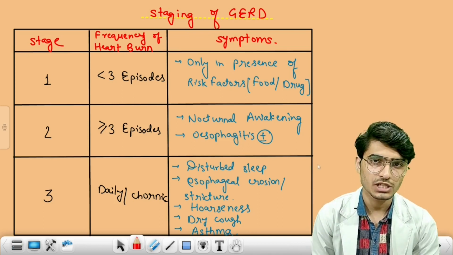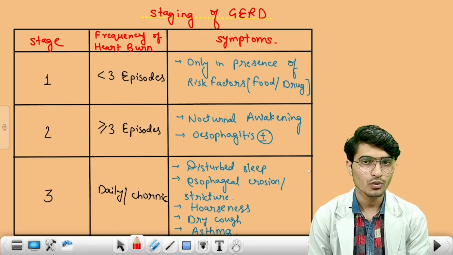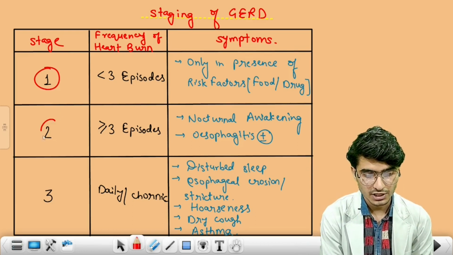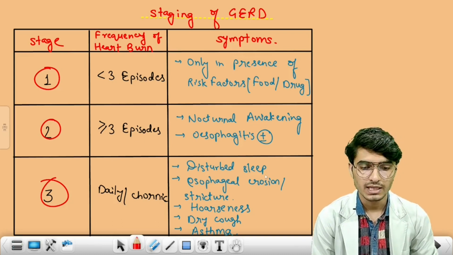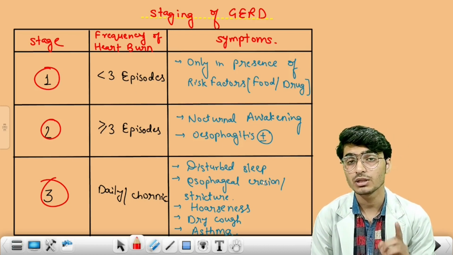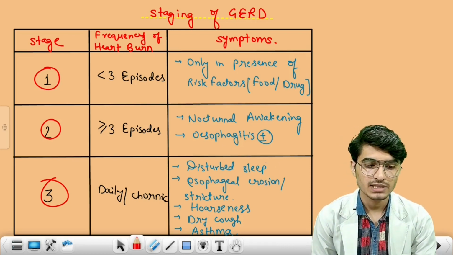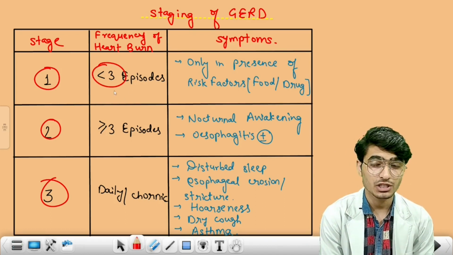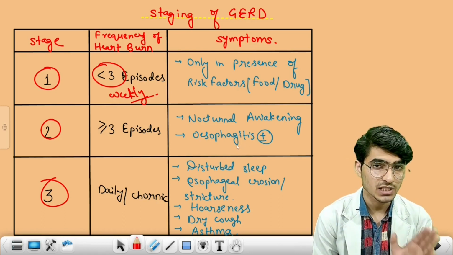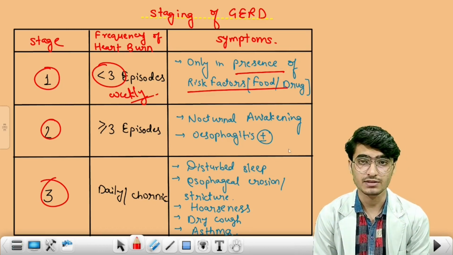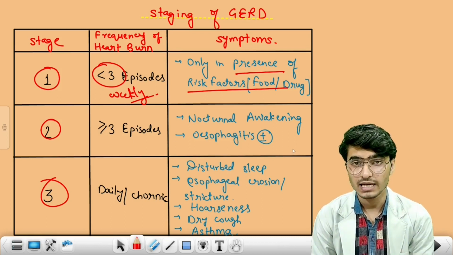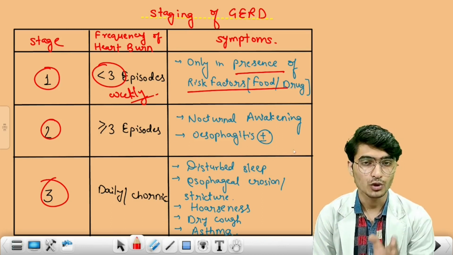So now we will go for the staging of GERD. That is basically written in the book of pharmacology, that is KDT, and we will go for the staging system here, that is stage 1, stage 2, and stage 3 of GERD, right? And these are graded and classified on the basis of the frequency of heartburn to the patient on a weekly basis. So whenever there are less than 3 episodes of heartburn to the patient on a weekly basis, we categorize it as stage 1, and that is associated with the onset of risk factors, right? So risk factors are there in the patient, and that is graded as stage 1 of GERD, followed by stage 2.